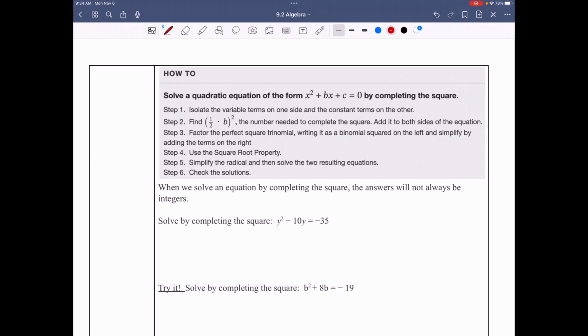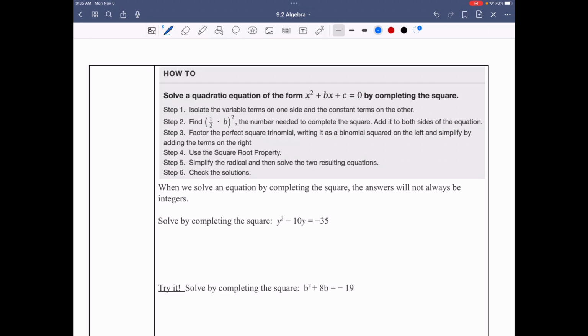Included in your notes are steps to solving a quadratic equation in the form x squared plus bx plus c equals 0 by completing the square. So we're going to follow these steps as we go through our examples, and when we solve an equation by completing the square, the answers will not always be integers. Sometimes the answer might be a fraction.